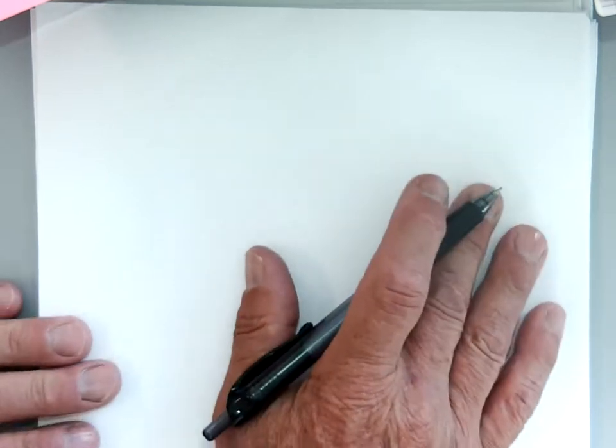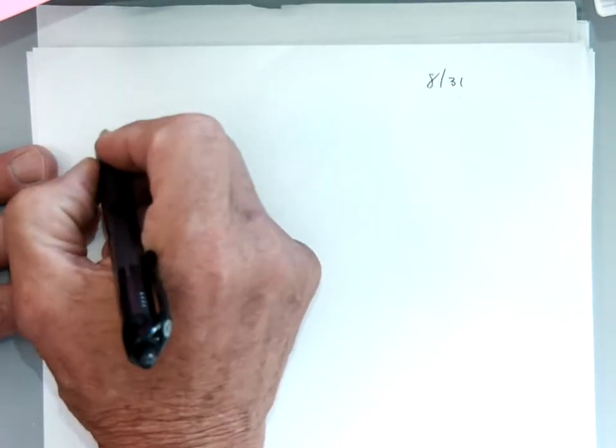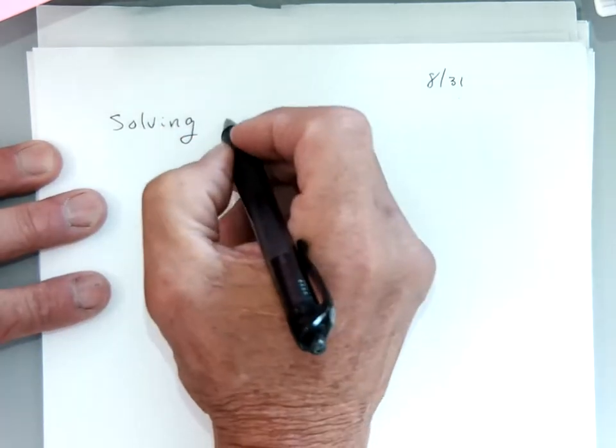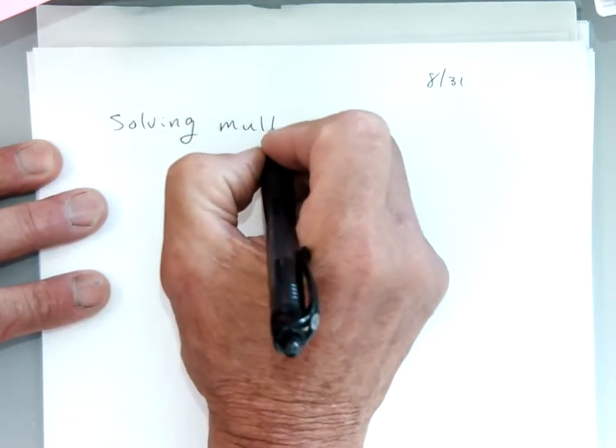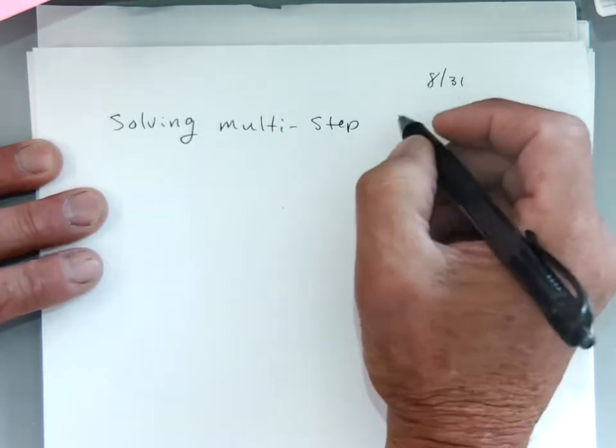Okay, guys, so what did we do today? We did solving, today's date, 8/31. We did solving multi-step equations.